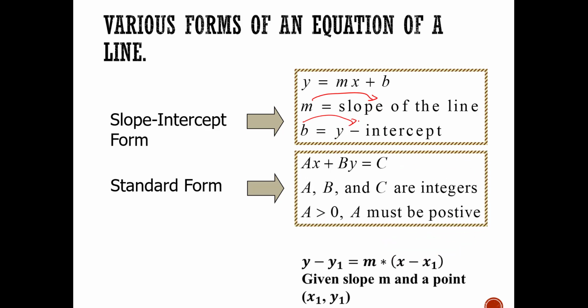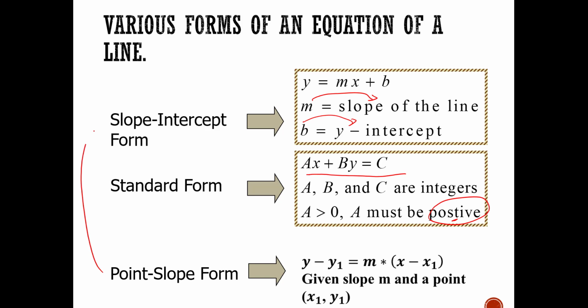Second one is the standard form. You see ax plus by equals c. Here a, b, and c are integers. A is greater than 0, it must be positive. Right? And the third form is the point-slope form. So given slope and then a point x1, y1, and we go from there. And you can always turn the point-slope form into slope-intercept form with a simple conversion, isolating the y.